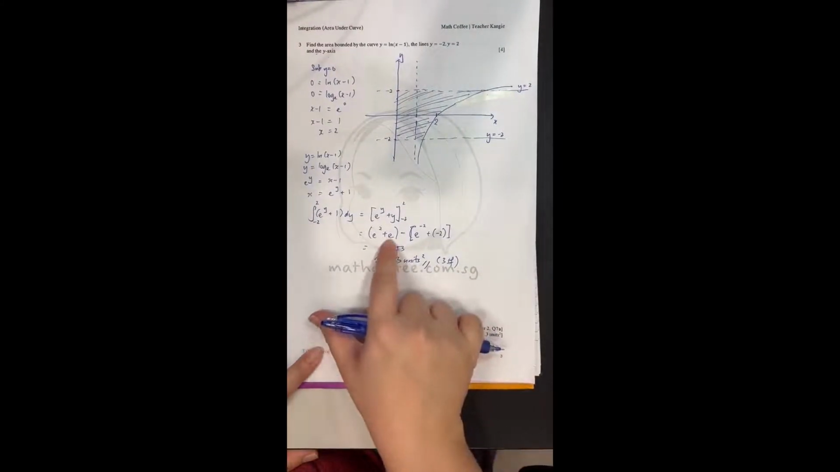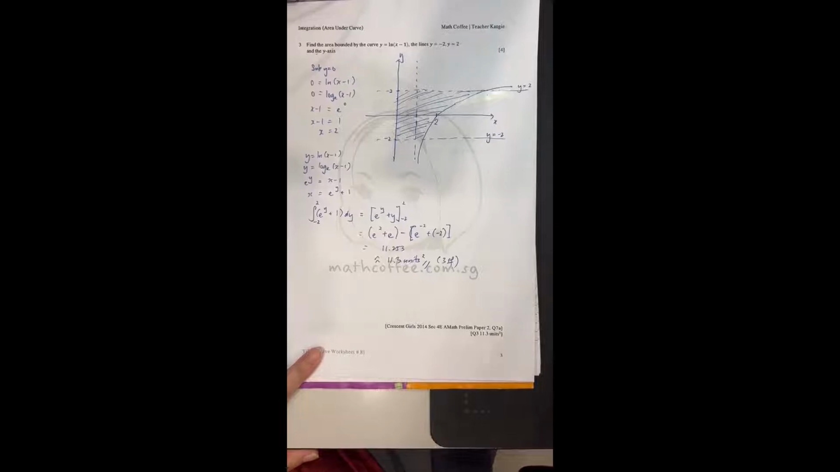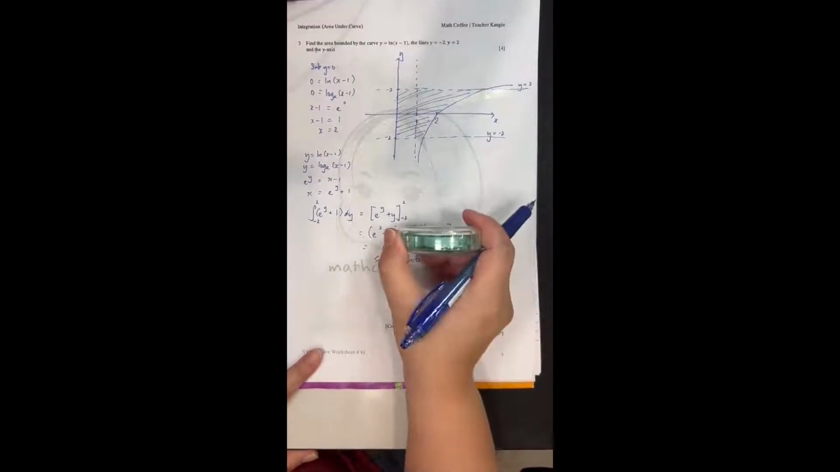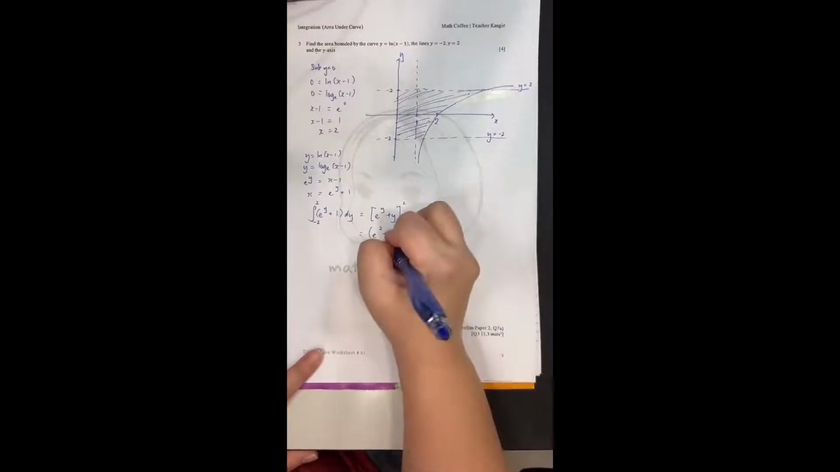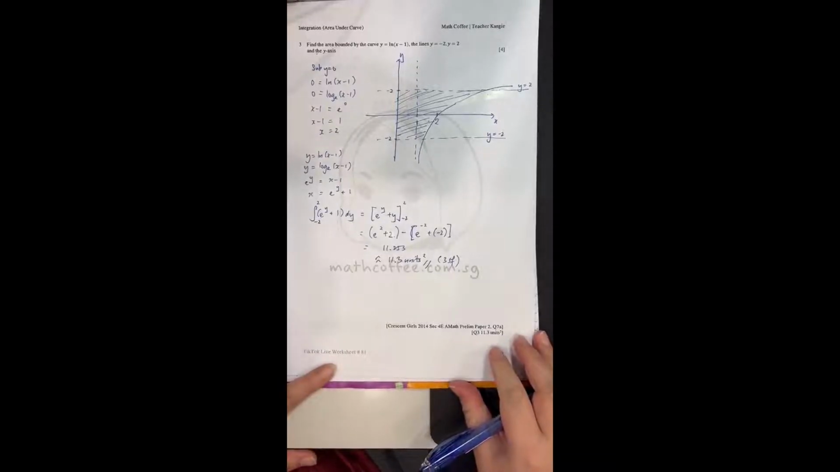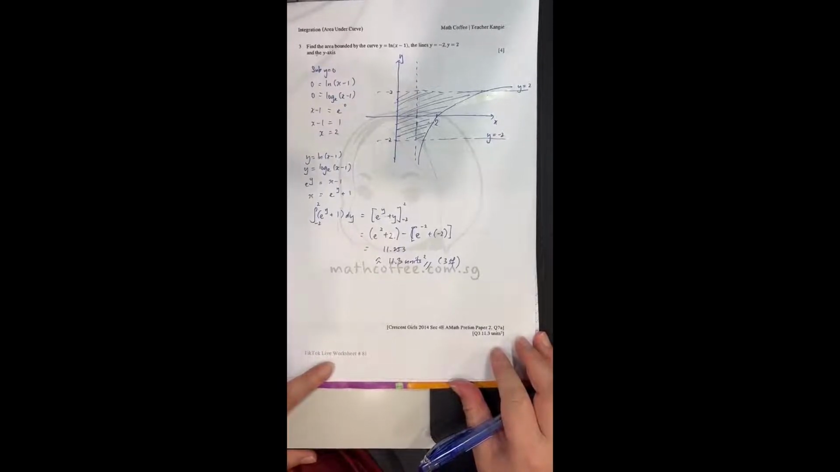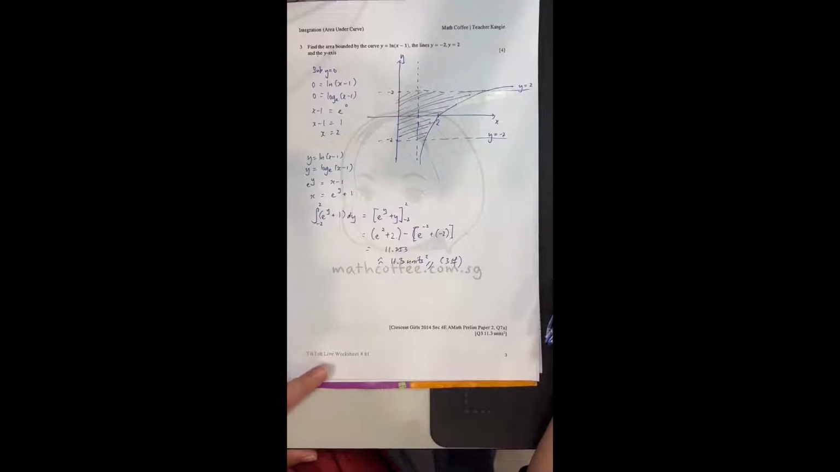Which one? Oh, you're right. Thanks for spotting the mistake. Yes, this one is 2. This one is 2. Yes, thanks for spotting the mistake. Good, good. Thank you very much.